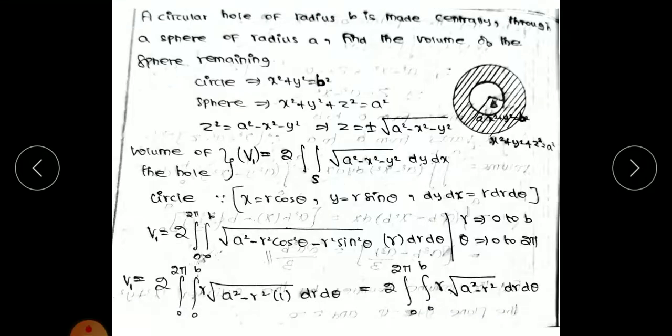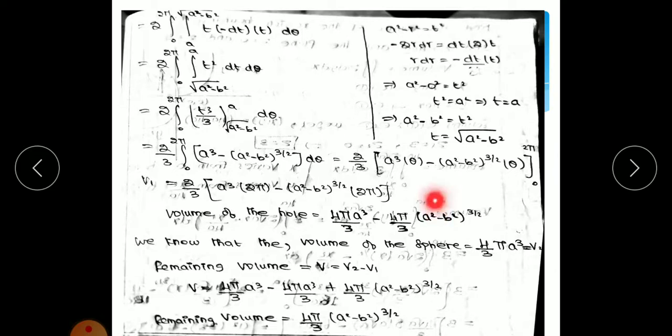So here we are finding the volume of the hole. The sphere and the circle, and we are finding the space in between. They ask to find the volume of the sphere remaining. So first the volume of the hole we are finding out. We know the volume of the sphere equals 4 by 3 pi a cube, the sphere formula we learned in lower classes. Remaining volume V equal to V2 minus V1. Subtract and get the answer as the remaining volume.